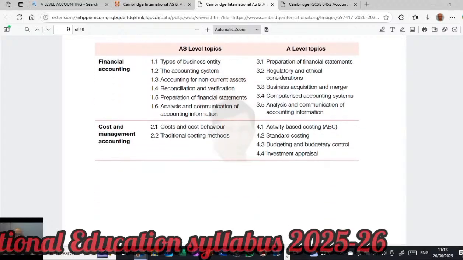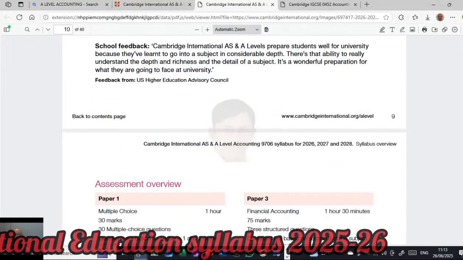So let us go in detail. See, what does it say? Cambridge International AS and A Level students are well prepared for university because they learn to go into the subject in considerable depth, with the ability to really understand the depth and richness of the subject. It's a wonderful preparation for what they're going to face at university.